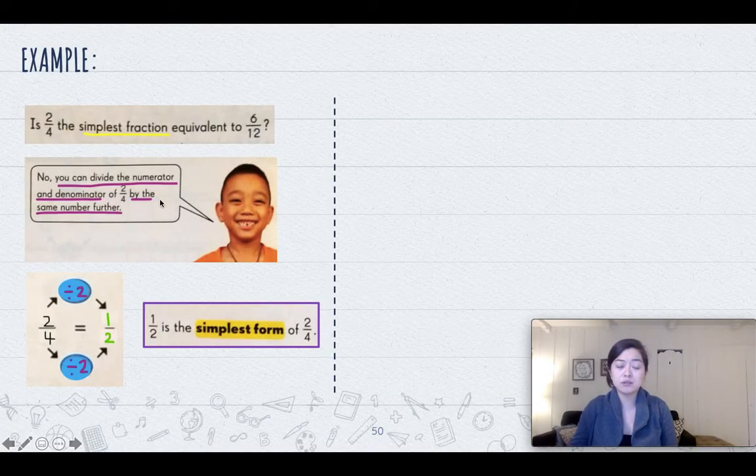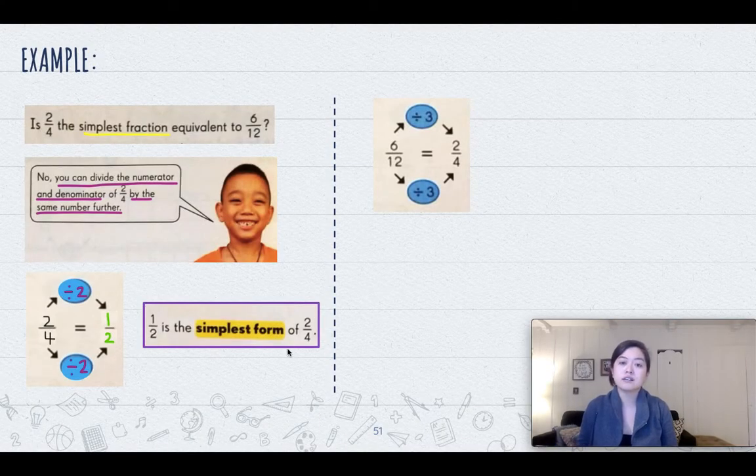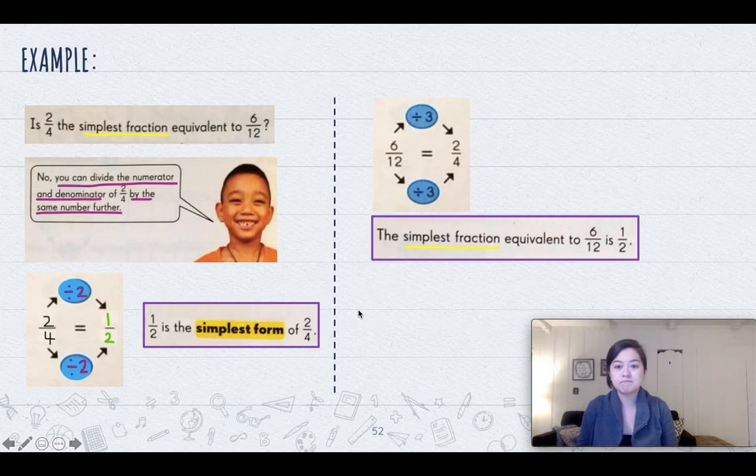I'm moving that example over to the left here. Okay, it's that same example that we just talked about in the previous slide. Let's look here. Now, is 2/4 the simplest form of 6/12? No, okay, because we know that there's another number that we can divide the numerator and denominator by, right? Because if you look here, we already did it right here, okay? So the simplest fraction equivalent to 6/12 is actually 1/2.